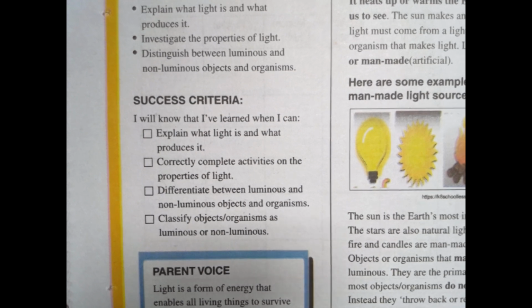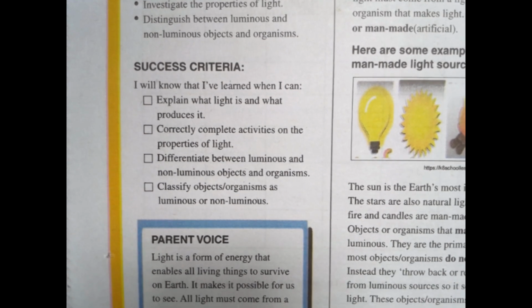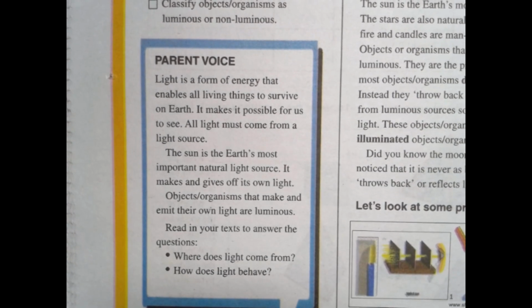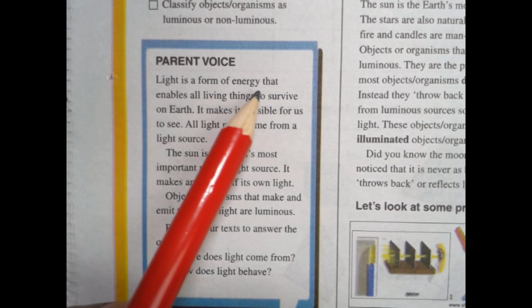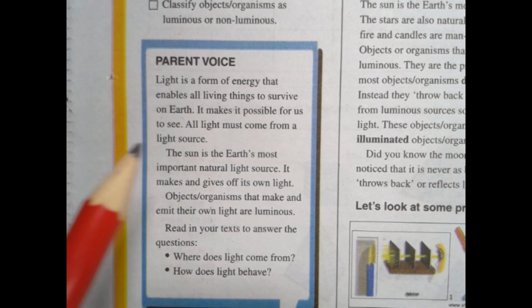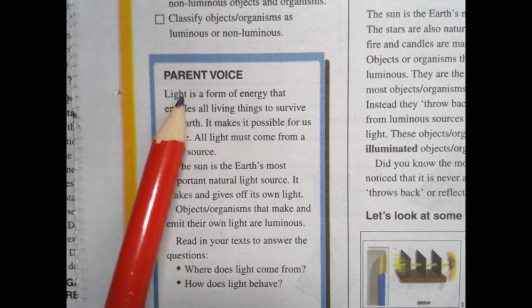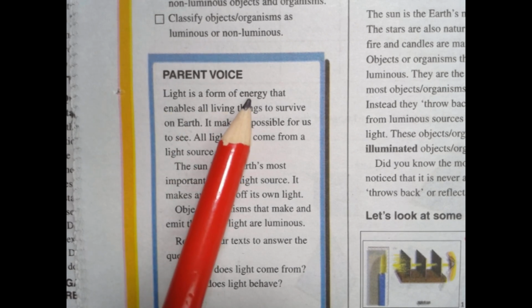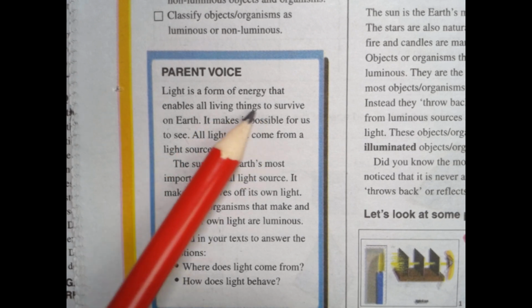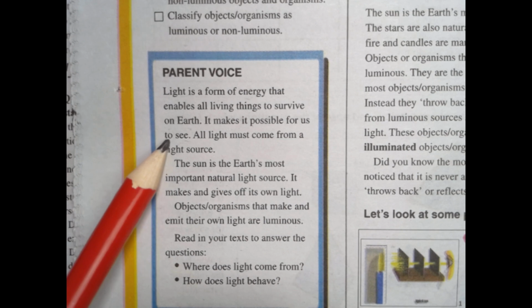So I'm going to take the parent voice here. Here we have the parent voice. So pay attention to this now. Light is a form of energy that enables all living things to survive on Earth. Important point, light is a form of energy. All right? And this light enables all living things to survive on Earth. It makes it possible for us to see.